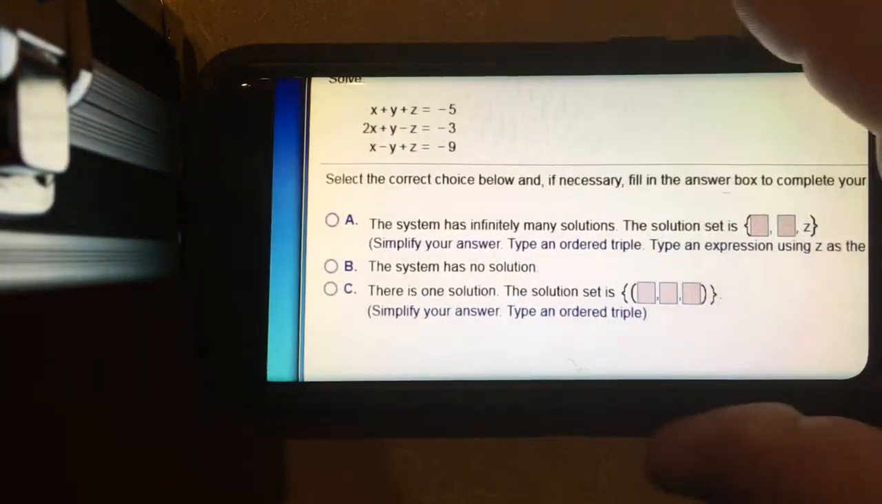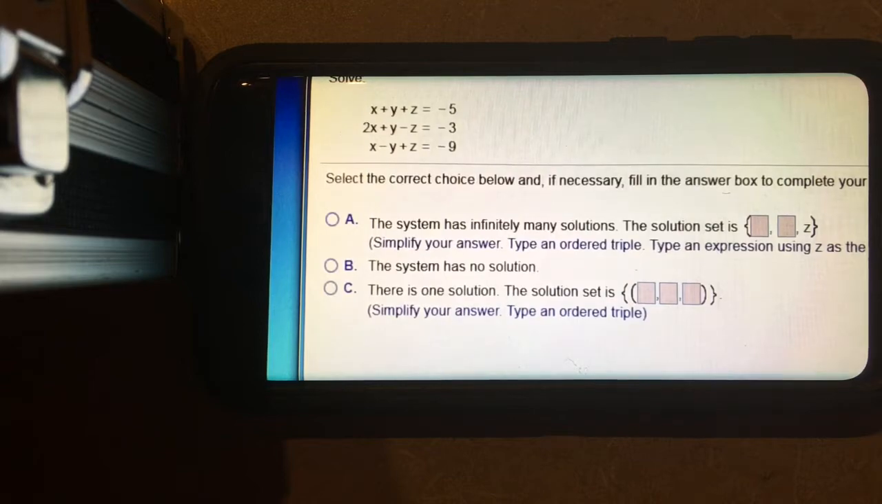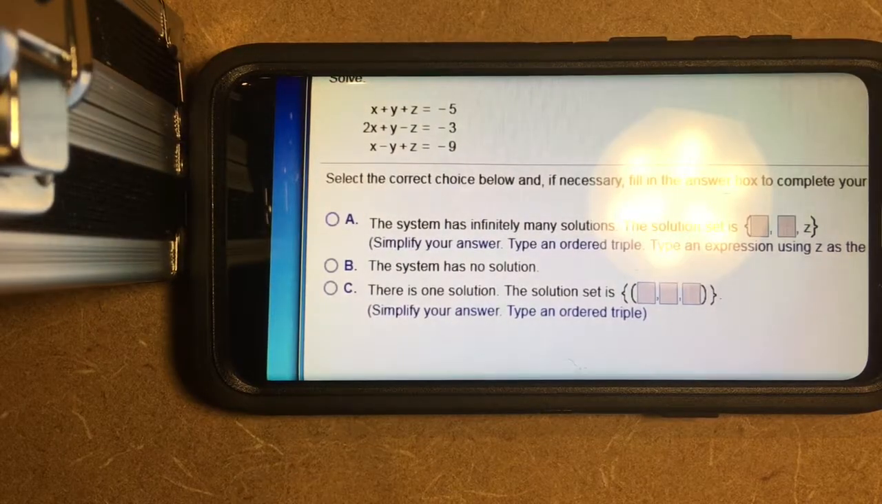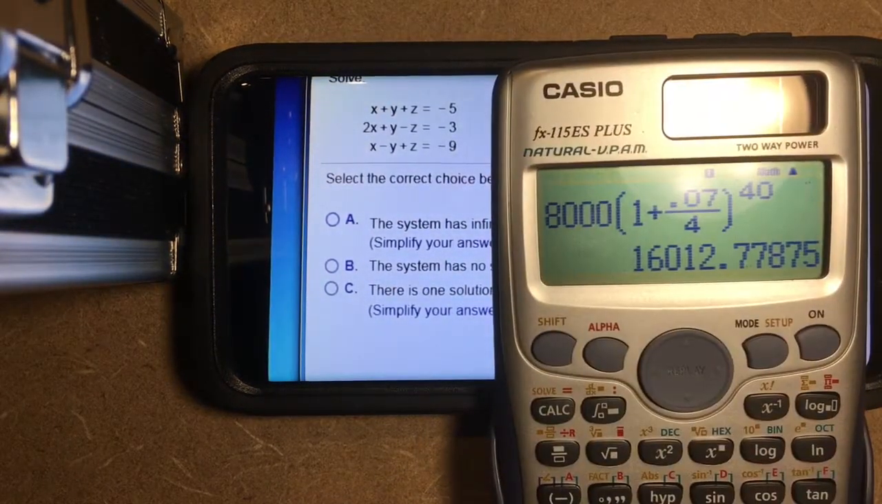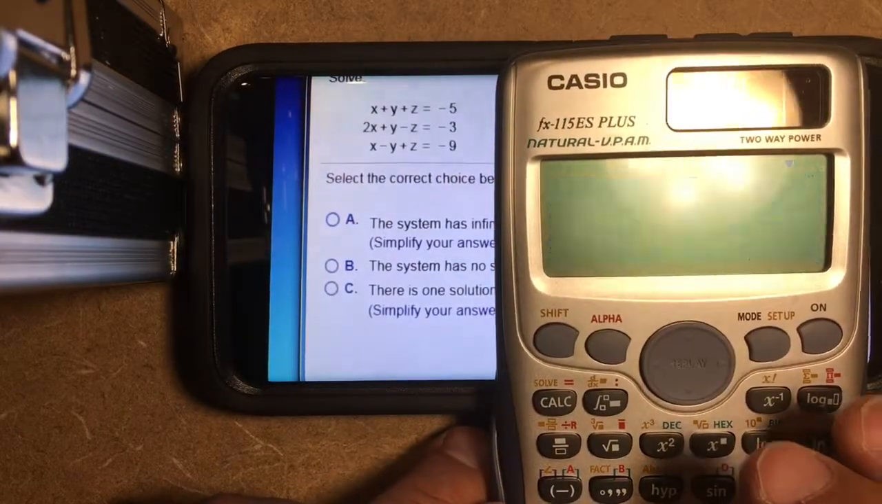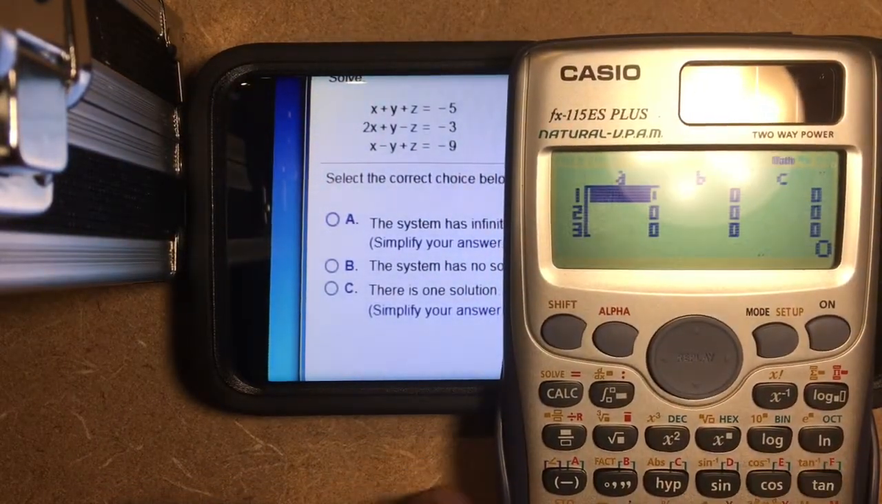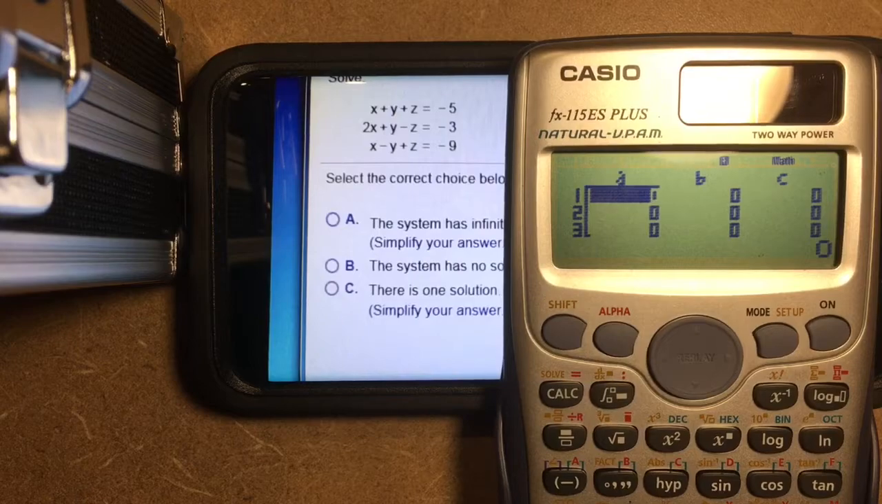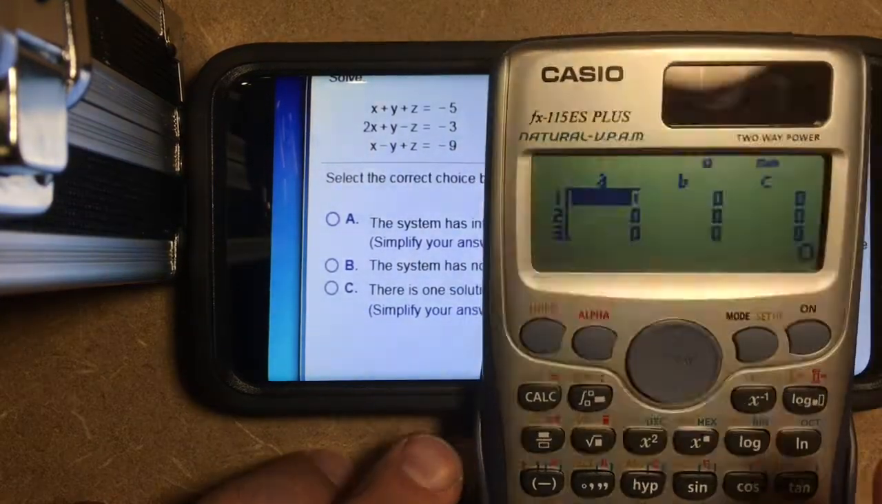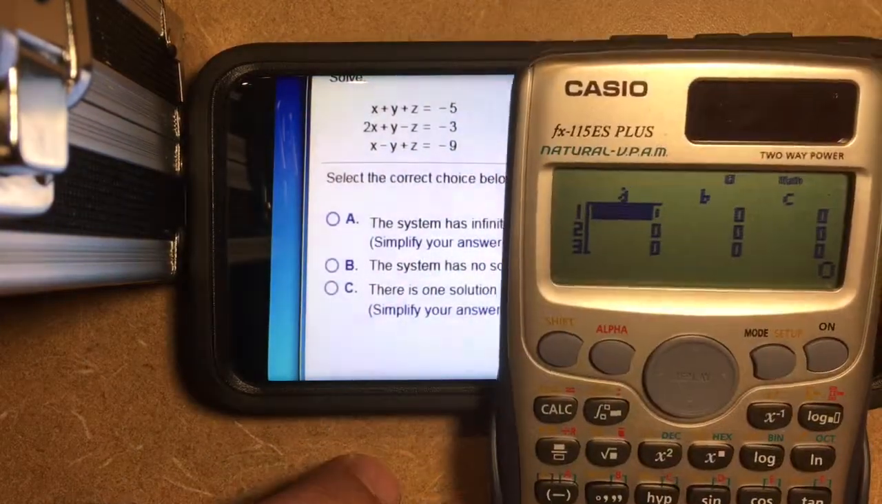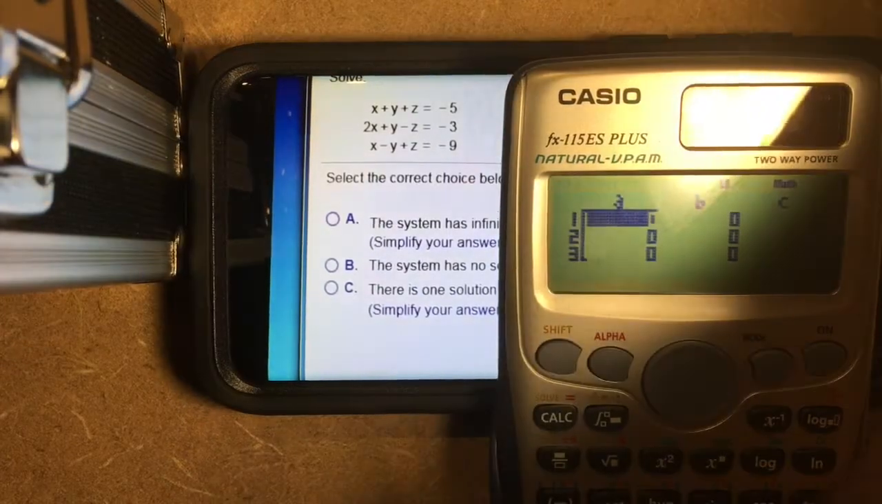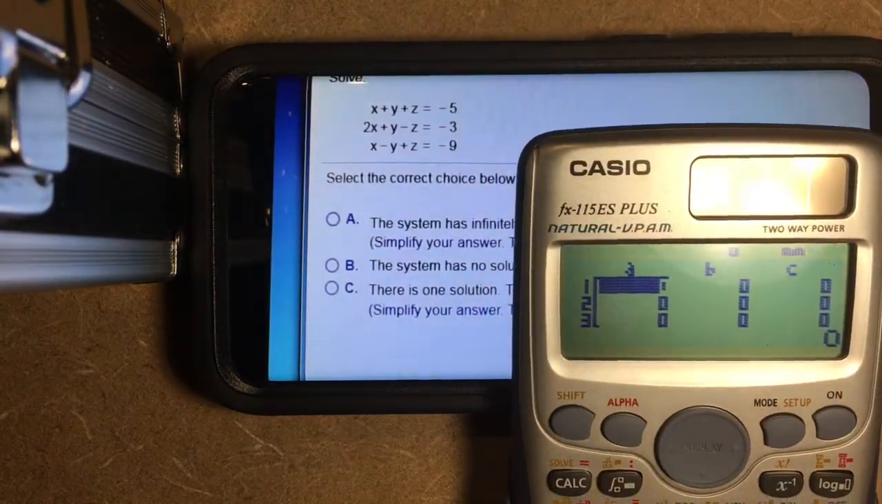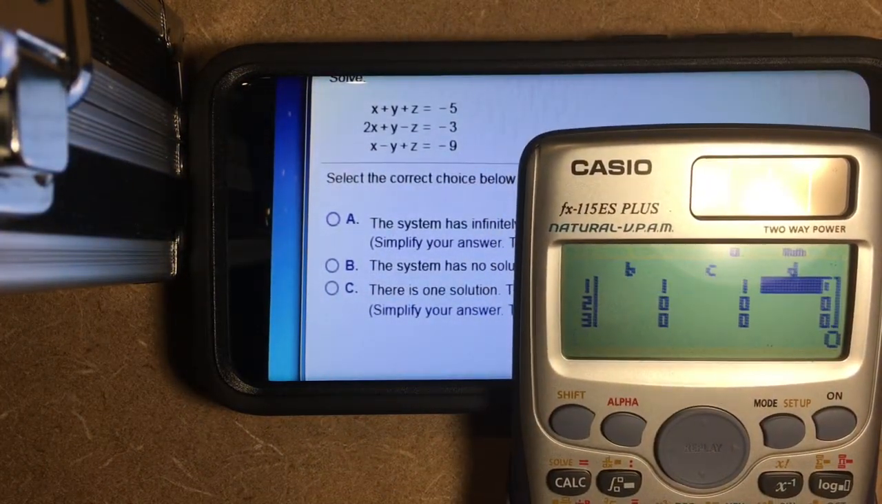This one looks like a really tough problem, but it is not. All we have to do is mode 5-2. Notice it gives me the large array. And I just enter in the coefficients. The coefficients for this particular problem are going to be 1, 1, 1, negative 5. 1 equals, 1 equals, 1 equals, it slides over, negative 5.